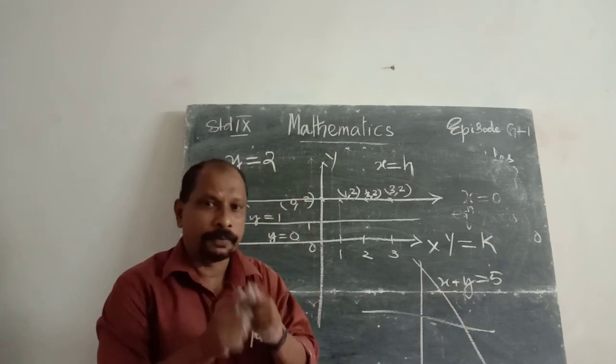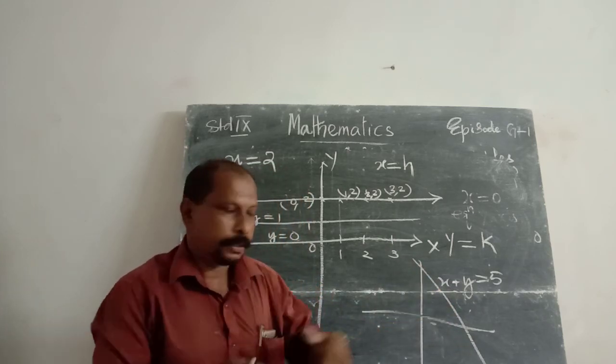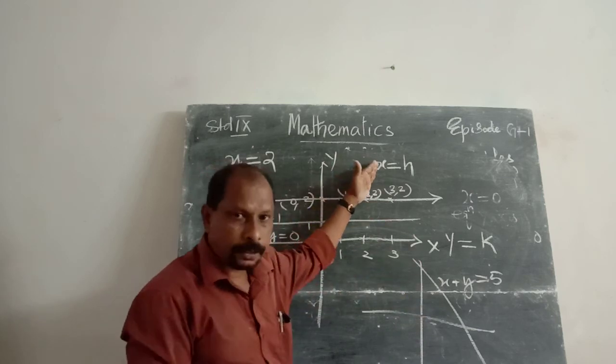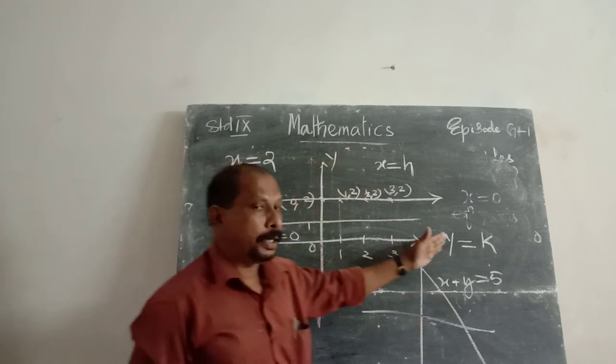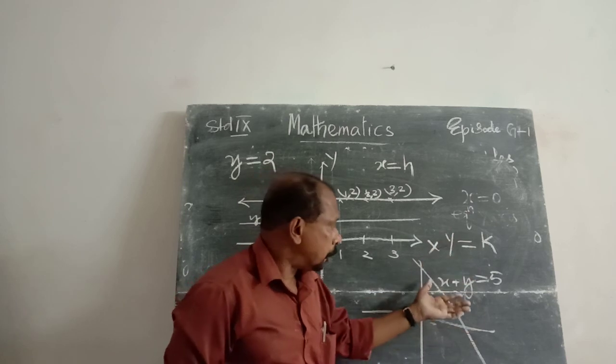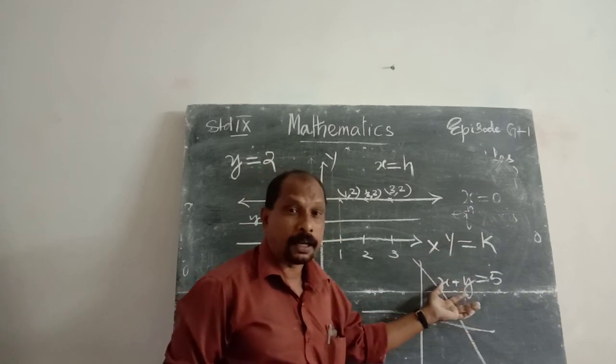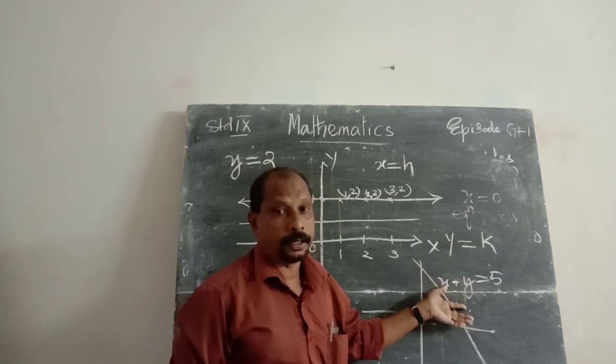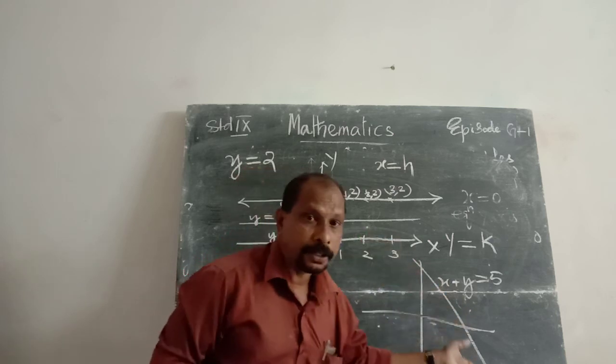If there is only one variable, that is x, it is a vertical line. If there is only one variable, y, it is a horizontal line. And if both x and y variables are in the equation, it is an inclined line.